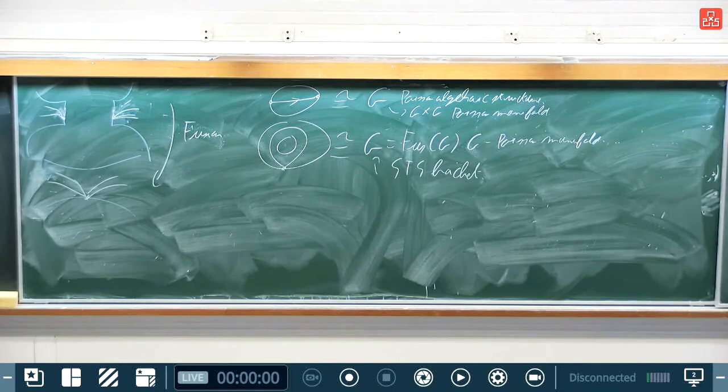The representation variety of the disk with respect to two base points is G, and the representation variety of the annulus with respect to one base point is also G, but with a different structure. And it goes from one to the other by this fusion procedure. Okay.